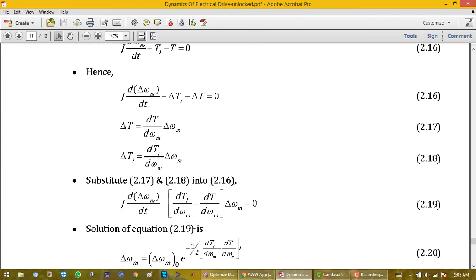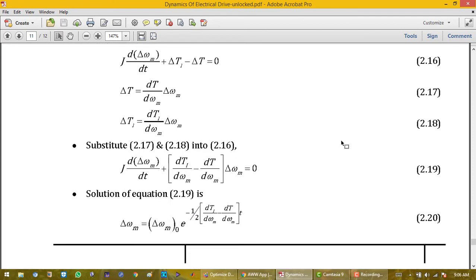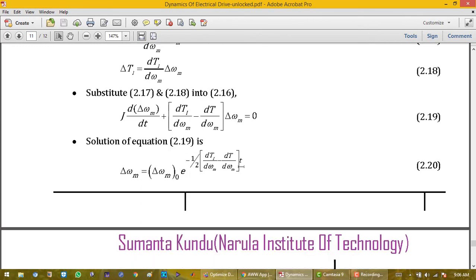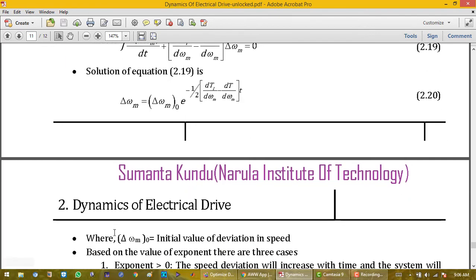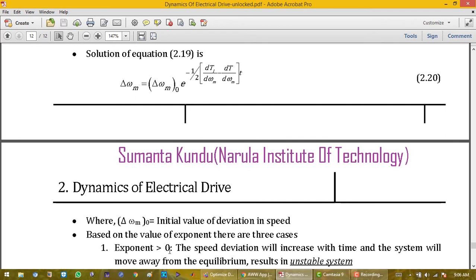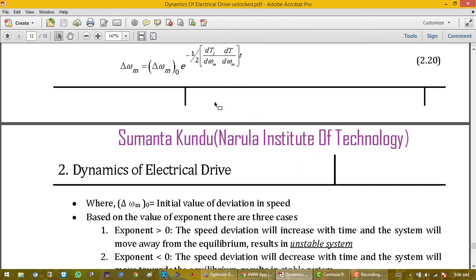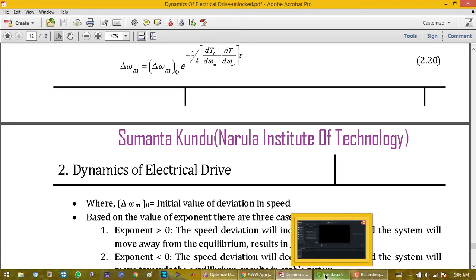If we put this equation and solve, the solution is like this: Δω_m equals Δω_m0 times the exponential of this term. This is the solution of equation 2.19, where Δω_m0 is the initial value of the deviation in speed. Now from this equation, if the exponent term, e to the power whatever the term is, is greater than 0, the speed deviation will increase with time and the system will move away from equilibrium. So it is an unstable condition.